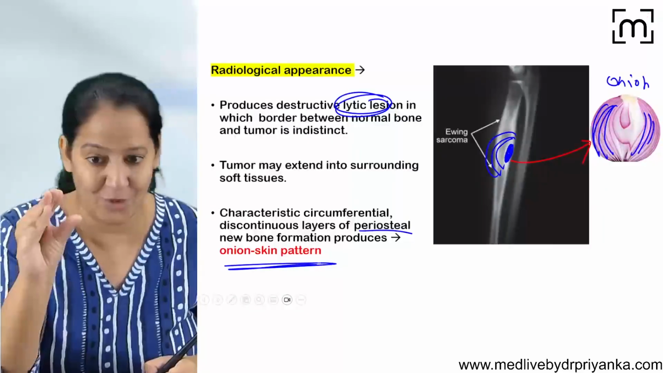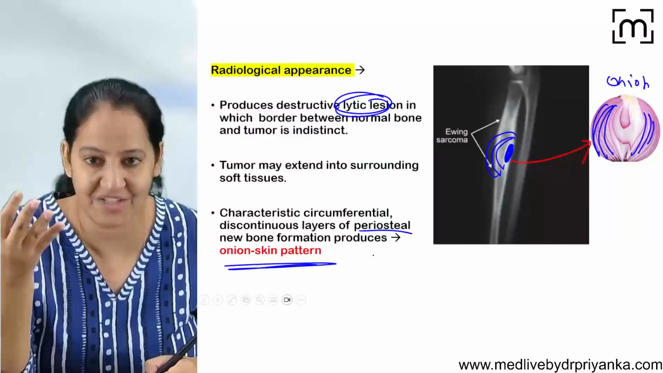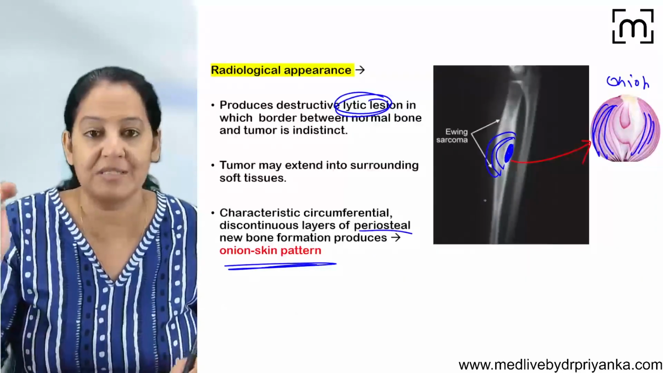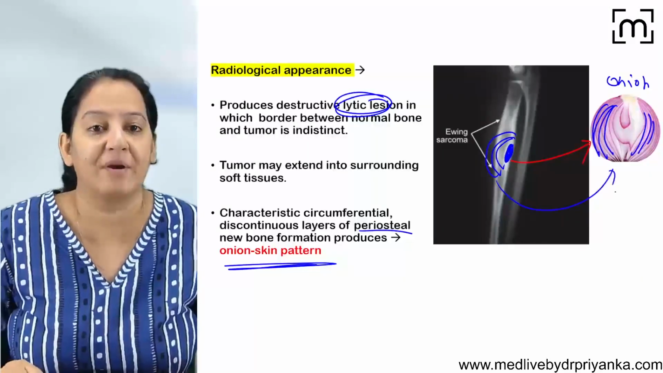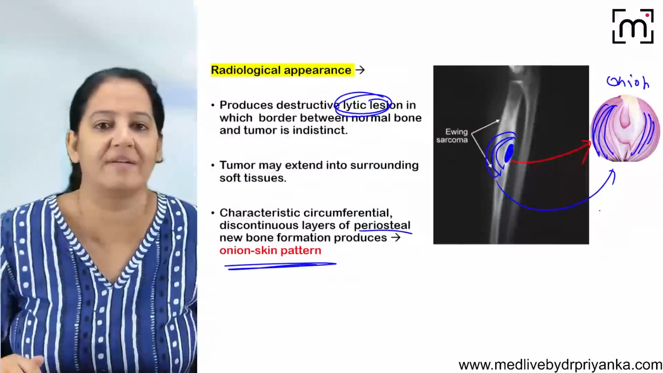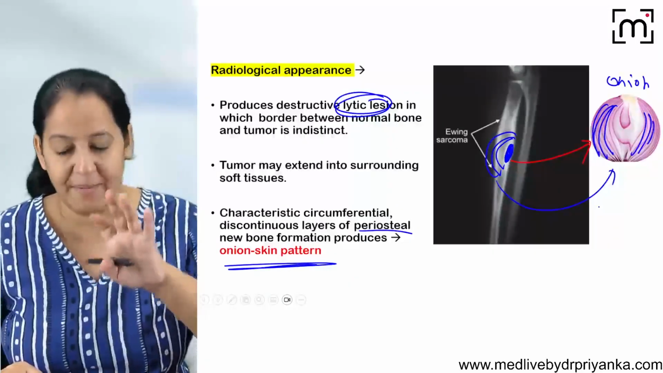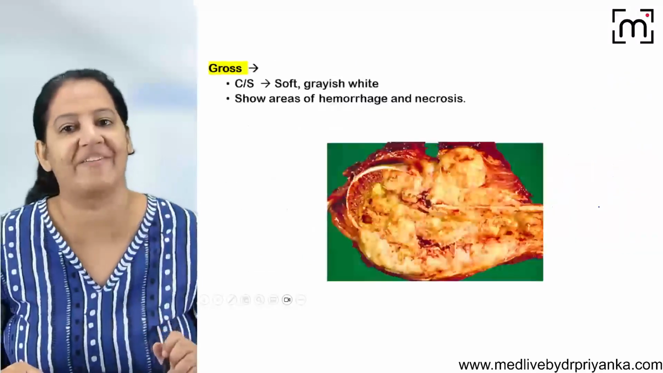So there is a lytic tumor over which periosteal reaction is there, the new bone formation in the form of layers of mineralization. It looks like the skin of an onion because the skin of an onion is also in the form of layers. It is known as onion skin pattern. Please learn it, remember it, describe it, and you should be able to identify it in the diagram.